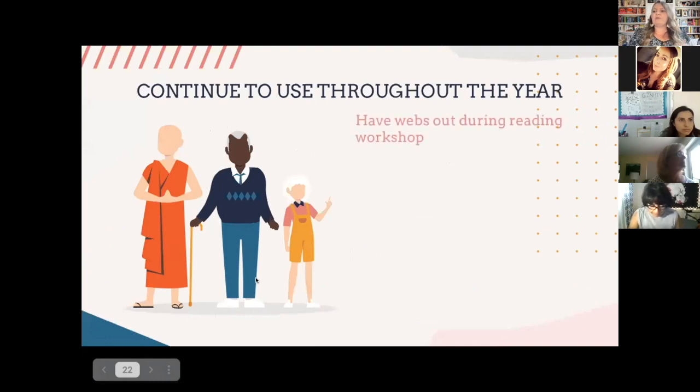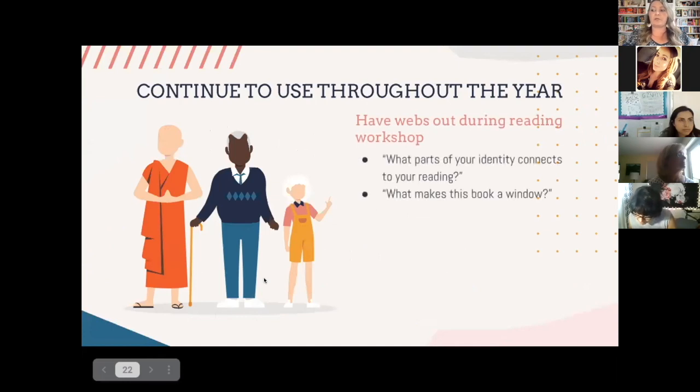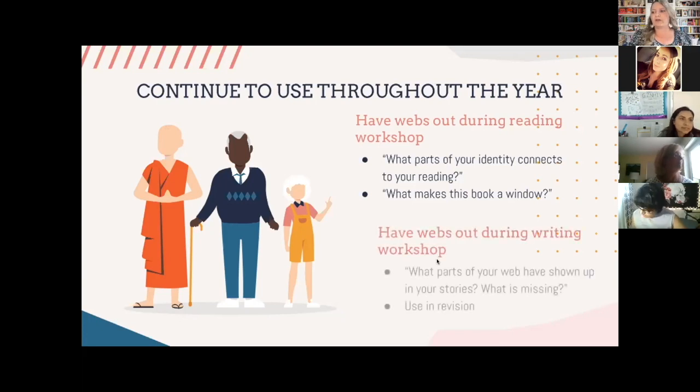Now, how would we use these throughout the year? Is this a one and done? No, we would use it during reading workshop. How? Keep their identity webs in their reading journals or in their desk. What parts of your identity connect to what you're reading? When they're doing those stop and jots, how does their identity connect or not connect to what they're reading? And what makes this book a window? What is it about what you're reading right now that helps you to see parts of yourself or understand parts of yourself?